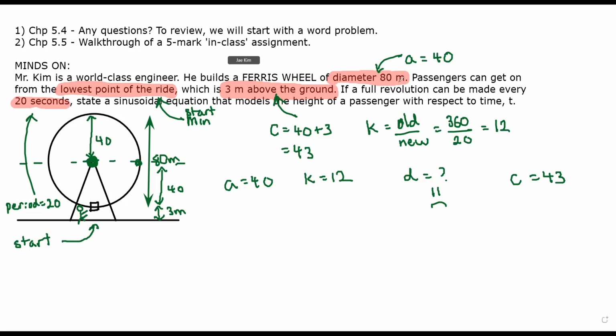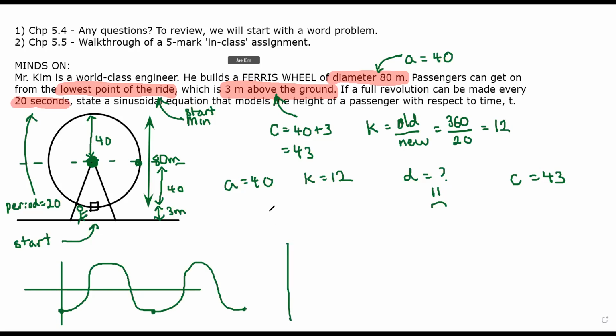Take a look. Passengers get on from the lowest point on the ride. So if I were to draw a graph, you could say that I'm actually starting from the lowest point. And I'm doing this. What does that mean? Well, let's pretend you wanted to use the parent function as sine, and we'll also assume some other people may want to try using cosine as your parent function.